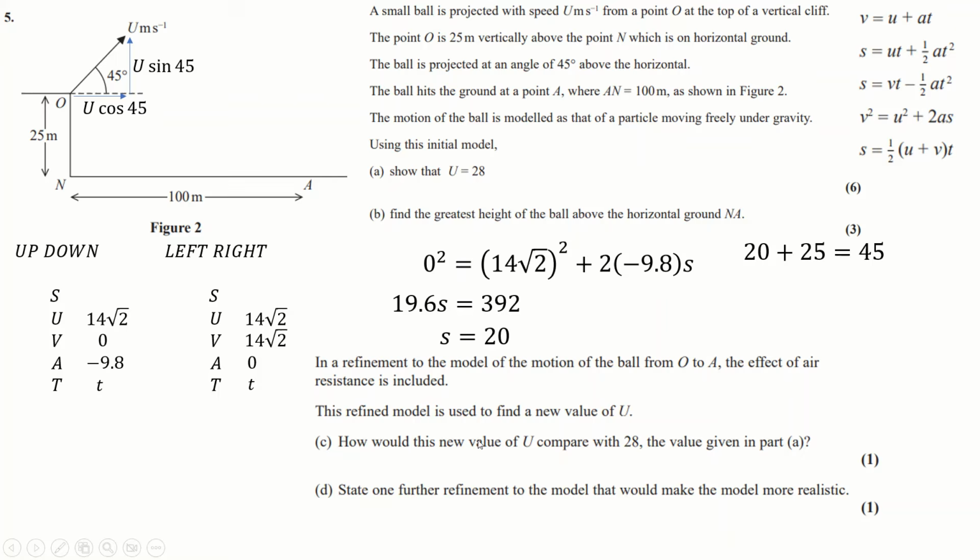And the last 2 marks in the paper are just for saying some words. If you include air resistance, how would the value of u compare to what it did before? Well, if it still has to go 100 meters across and there's air resistance, you're going to have to fire it faster, right? Because there's air resistance, frictionally bringing it back, sort of. So you just have to make U bigger. Otherwise, it's not going to go as far, obviously.